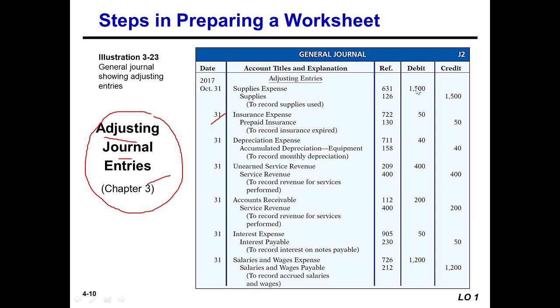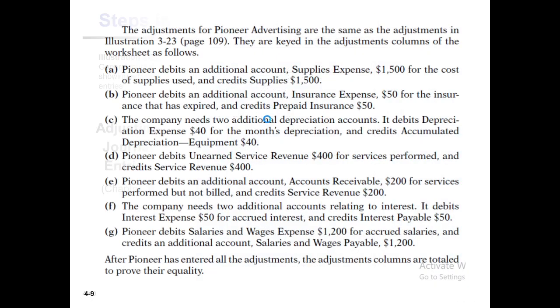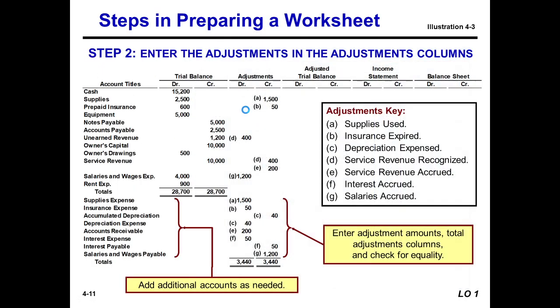Please look here again. For supplies expense we have no column here, so we insert this column 1500. And for supplies we have a column. That means this is the supplies as a column 1500. This is the credit. Supplies credit 1500.